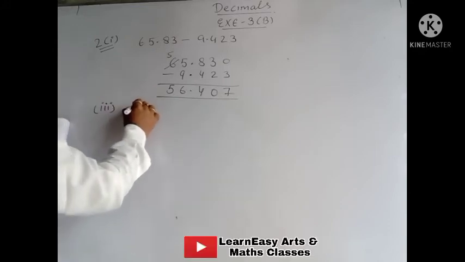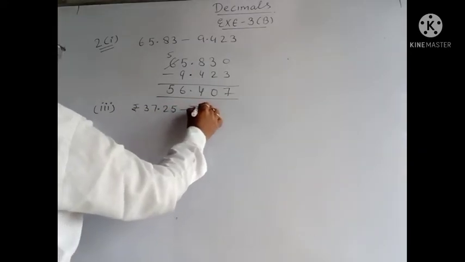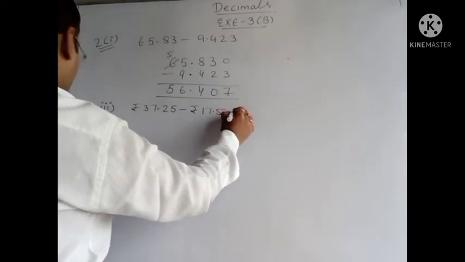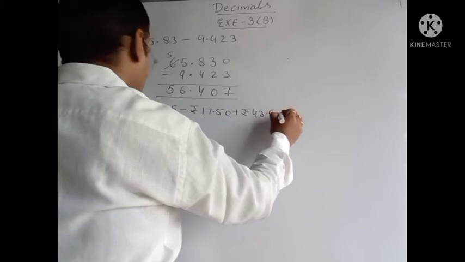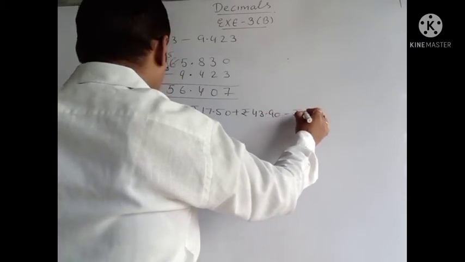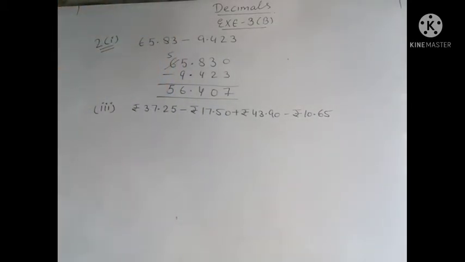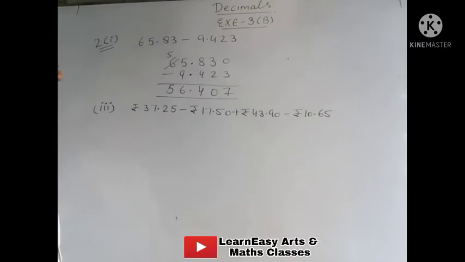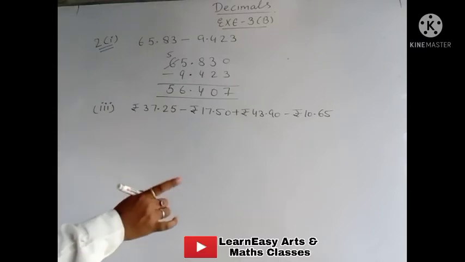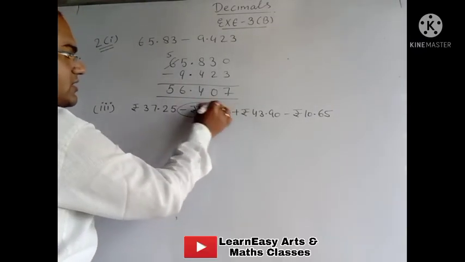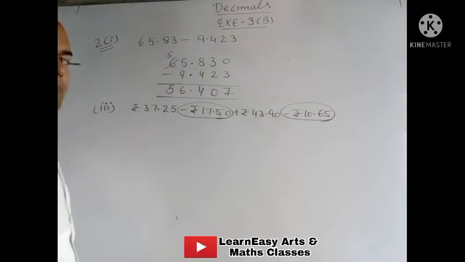Third part: rupees 37.25 minus rupees 17.50 plus rupees 43.90 minus rupees 10.65. This is the question. Here in this question you will observe positive numbers are also there and negative numbers are also there. So minus is in which? On the left side of this number minus is there. On the left side of this number minus is there. So these two numbers are having the minus sign.